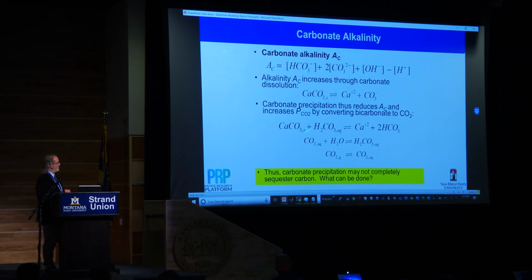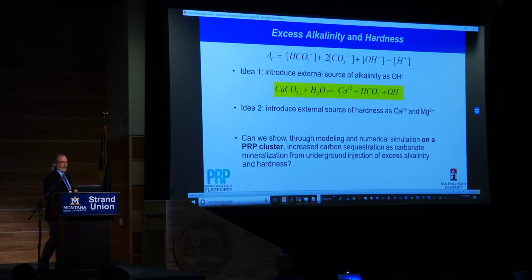However, if you precipitate and form a carbonate mineral, it'll actually decrease alkalinity. So the idea would be to store CO2 and precipitate calcite, you have to somehow increase alkalinity. So you have to have some kind of excess alkalinity. And the way we can do this is from that algae pond that I talked about.